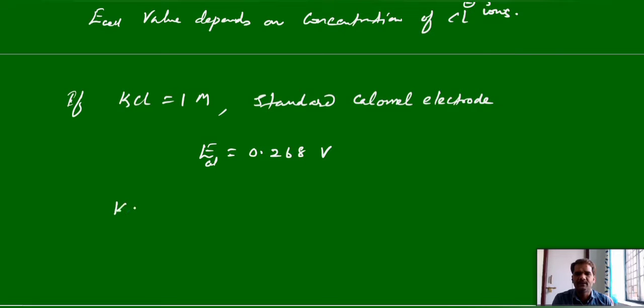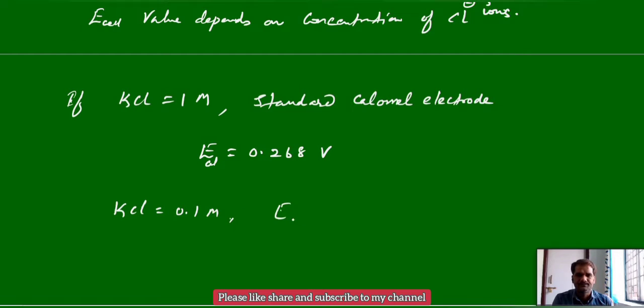For example, if you take the concentration of KCl, nothing but Cl minus ion concentration, as 0.1 molar or 0.1 normal. Either you can take molarity or normality. In the potassium chloride case, molarity and normality are both equal. In fact, it is the same. Then the E calomel value is 0.338 volts.